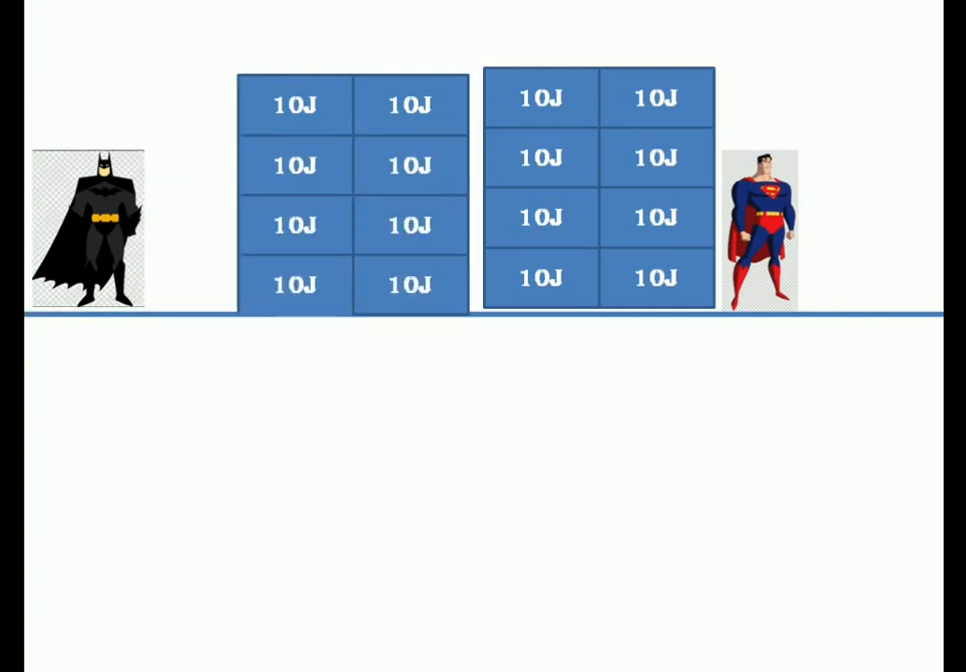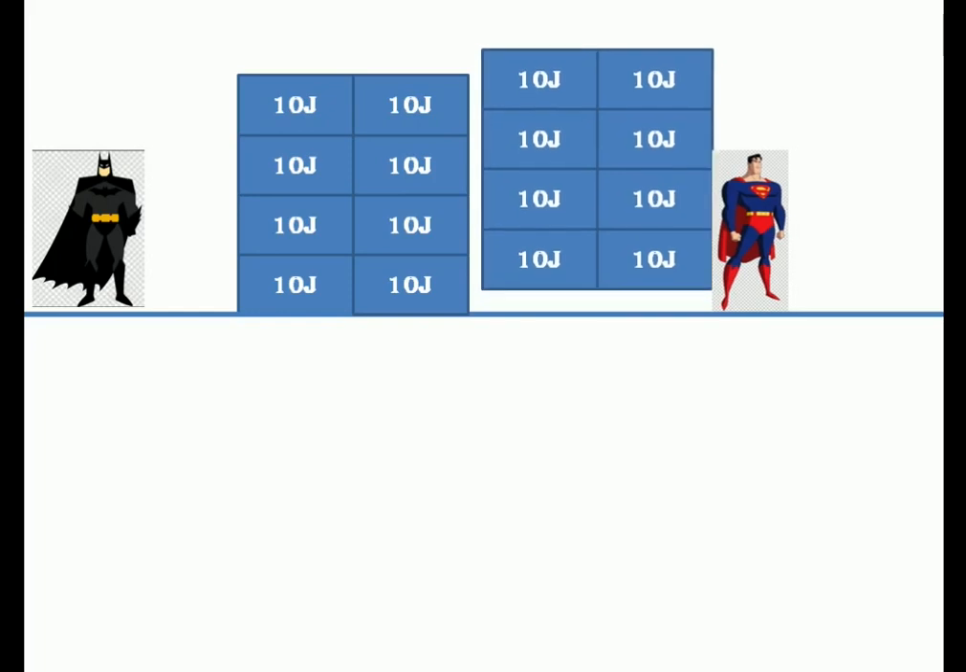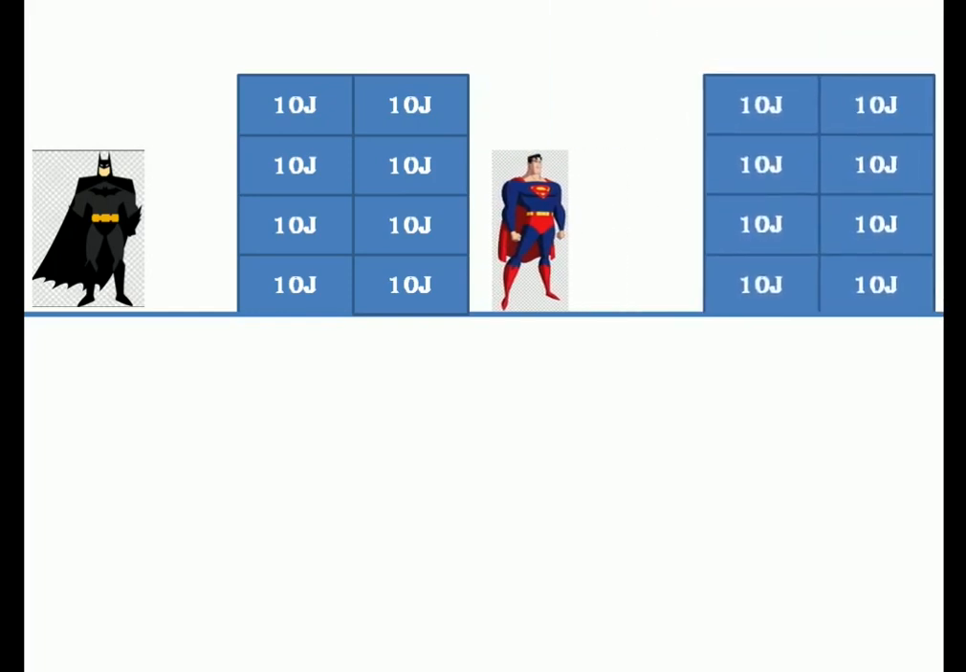So let's see the second person, how does he do the work. Okay, he's doing all the blocks at a time. So from our common sense, as the second guy is taking less time, we consider him to be more powerful. So let's see mathematically how the second guy is more powerful.